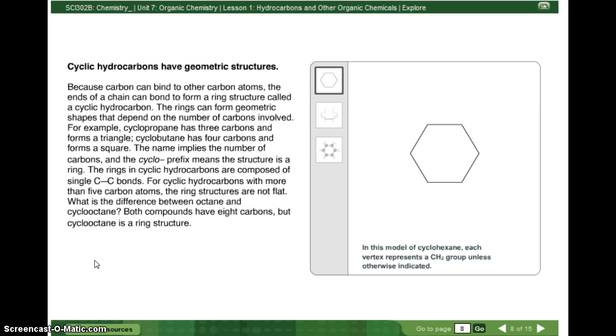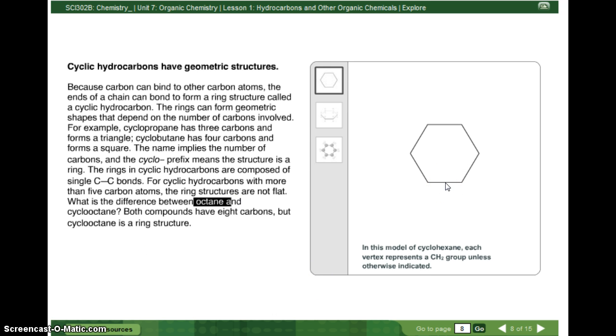The rings in cyclic hydrocarbons are composed of single carbon-carbon bonds. For cyclic hydrocarbons with more than 5 carbon atoms, the ring structures are not flat. What is the difference between octane and cyclooctane? Both compounds have 8 carbons, but cyclooctane is a ring structure, versus octane, which is just 8 carbons in a row.